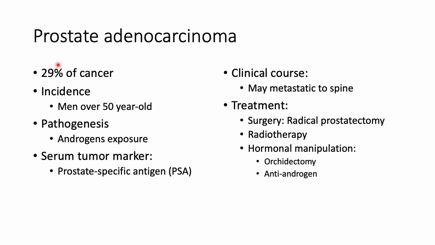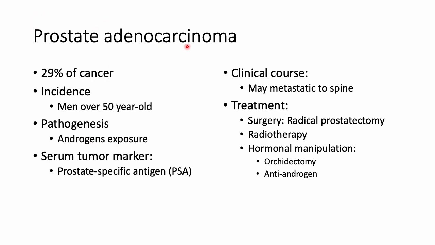Prostate adenocarcinoma makes up 29% of cancers. It occurs in men more commonly aged 50 and above. Pathogenesis is similar, but in a sense it is not androgen exposure causing the cells to transform into prostate adenocarcinoma. Rather, the prostate adenocarcinoma occurs by some stimulation due to genetic mutation or any kind of carcinogenic stimulation.